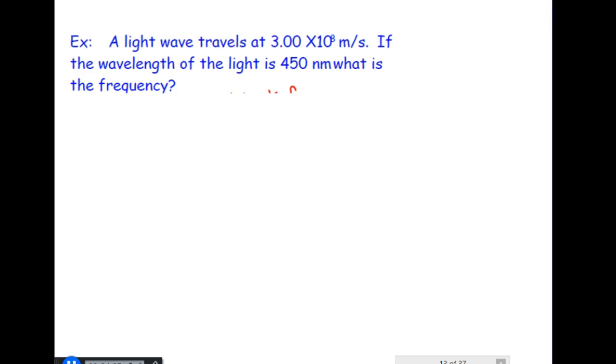The wavelength of light is 450 nanometers. What you're being asked to do is to calculate the frequency. So how many light waves are you getting per second?